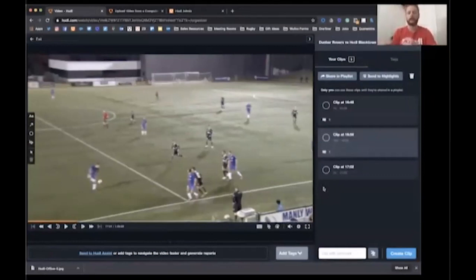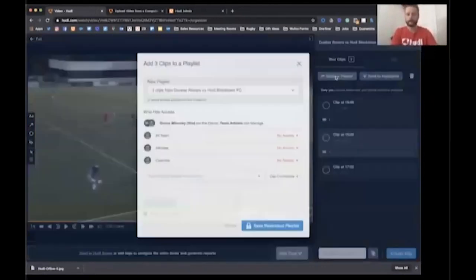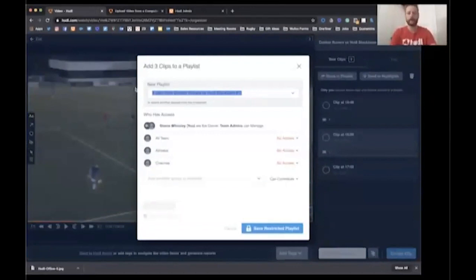You can strip that right back to 5 or 10 or 15 key moments that might only total 2 or 3 minutes worth of video, that then they can get a really condensed, personalized feedback from that game or multiple games. So we'll just hit here, share in a playlist, give the playlist a new name, and it can be game review round 1 versus whoever.